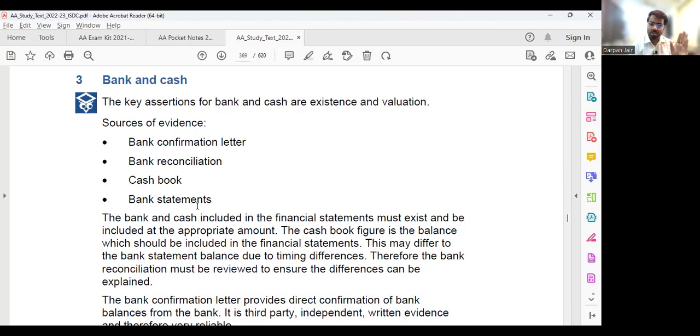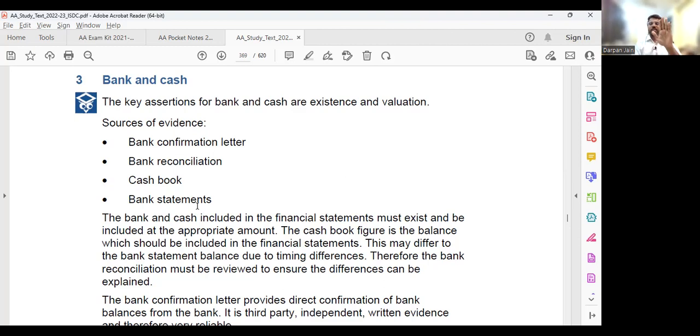There should be an action, a source, and an objective in the audit procedure. Correct? So, sources of evidence. For bank and cash, what can be the different sources of evidence? One can be a bank confirmation letter.